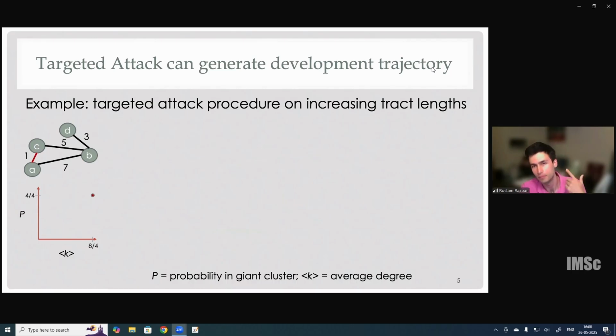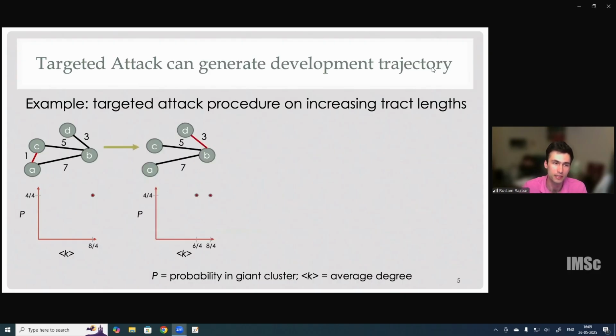We can make this more interesting by proceeding to start removing edges based off of some rule. And the rule I'm going to demonstrate here in the schematic is just based off of length. So I'm going to remove the shortest length, which in this case was the AC link, and then recalculate things. So you'll see that the P value doesn't change. The probability of being in the giant cluster doesn't change because still everything is wholly compact. I can get to any node starting from any other node.